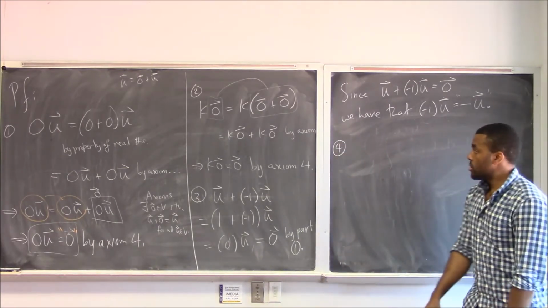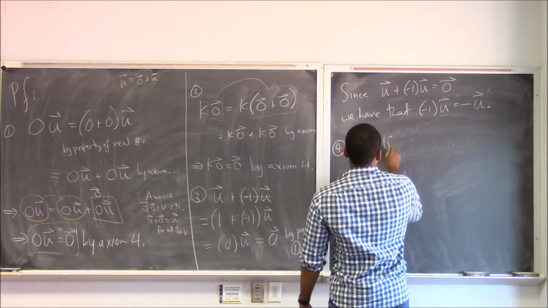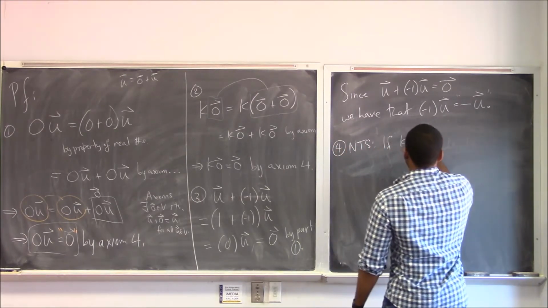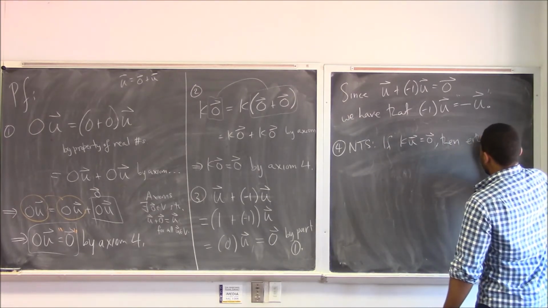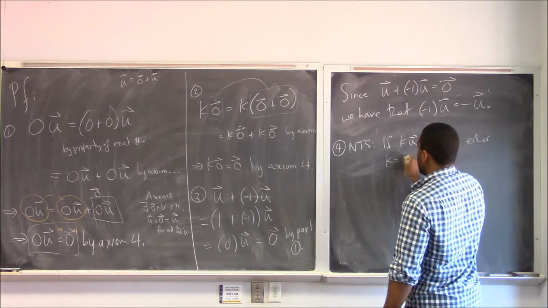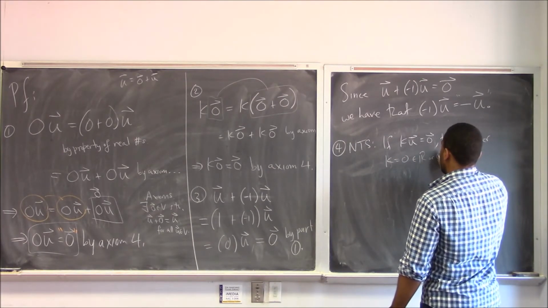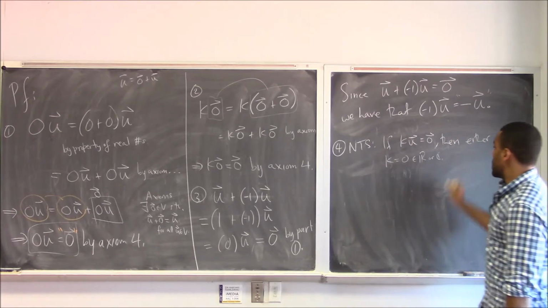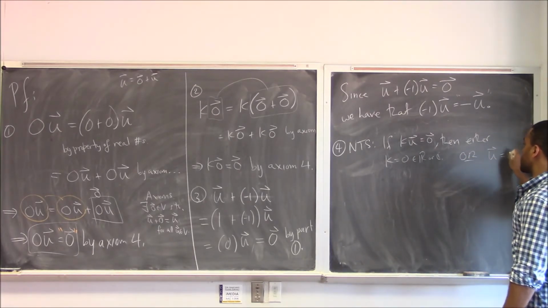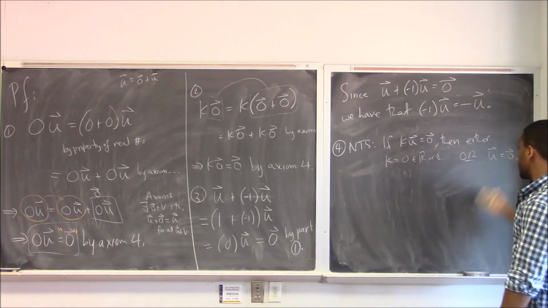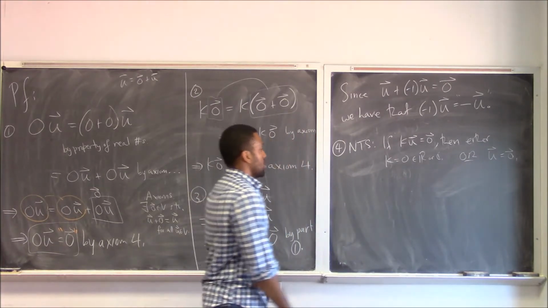4. So we need to show if k times u is the zero vector, then either k is the zero real number, the guy that's in R or C, or u is the zero vector for my vector space, right? And that would look like something different depending on what vector space I'm in. Proof.